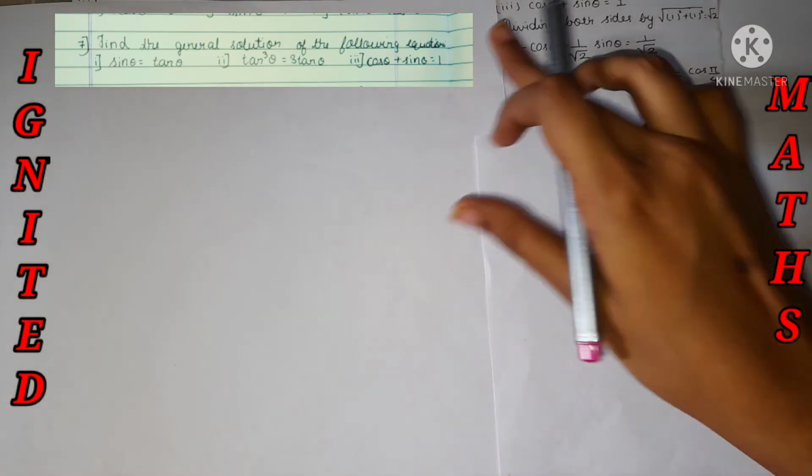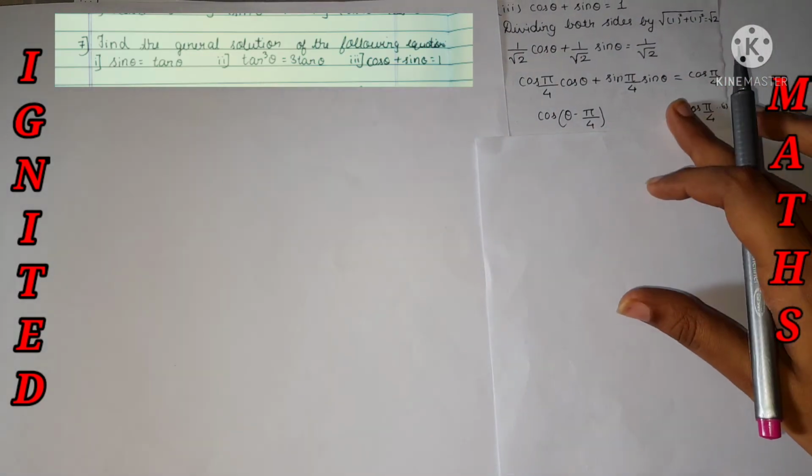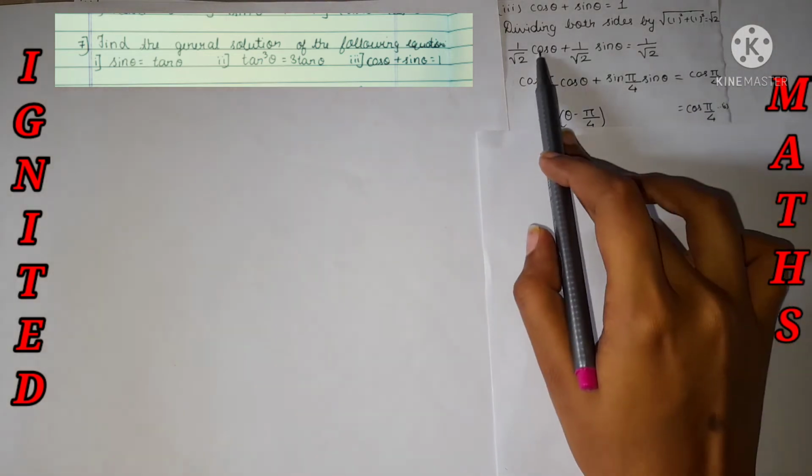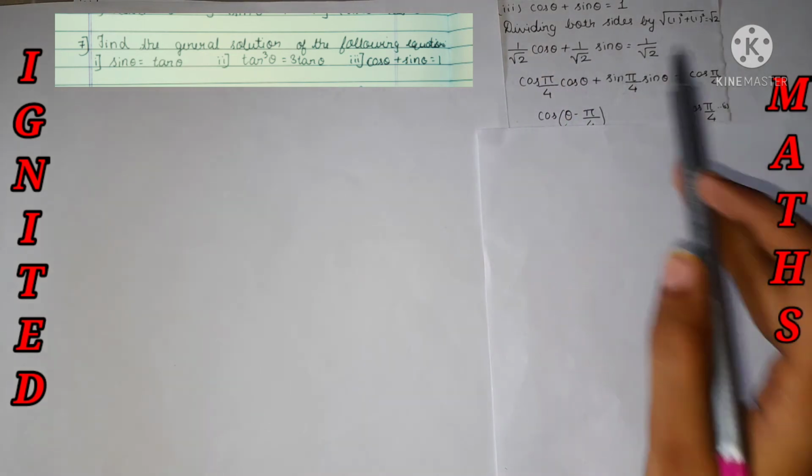So the third sub question is quite different, like cos theta plus sin theta is equal to 1. So we need to relate it with the general solution formula. I have just done a quick calculation over here. I have multiplied each and every term by root 2. It's nothing but root 2, 1 by root 2, which is cos pi by 4 and sin pi by 4 values. For that purpose I have divided each term by root 2. Over here 1 by root 2, over here 1 by root 2.